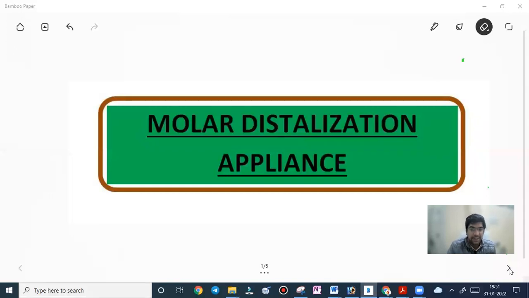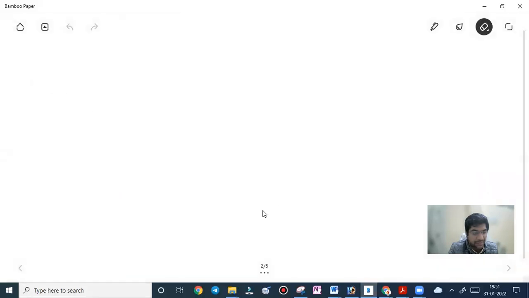So hello students, today we are going to discuss the molar distalization appliance. The next appliance that we are going to discuss in molar distalization is the K-loop. The appliance consists of one component that is the K-loop and the other is the Nance button.